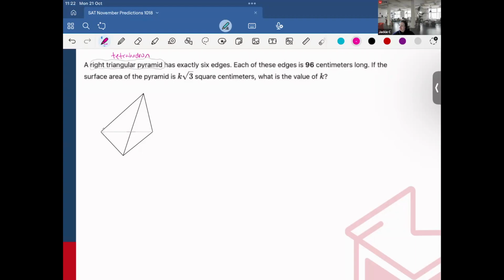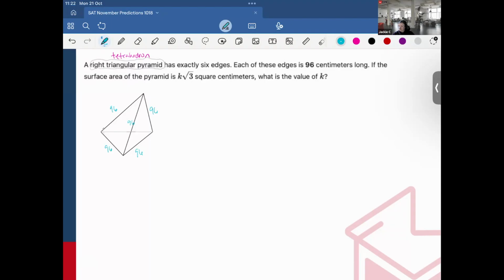but it's fine because they give us the information in the problem that each of these edges, so it has exactly 6 edges, which just to show this would be like 1, 2, 3, 4, 5, 6. Okay, for the 6 edges. Each of these edges is 96 centimeters long, so 96, 96, 96, 96, guaranteeing that it's actually an equilateral triangle.